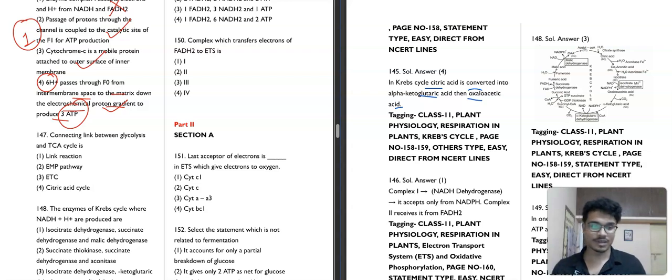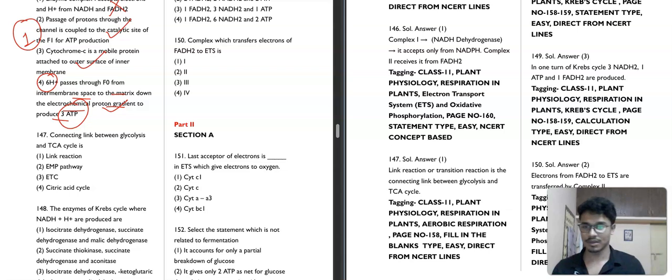Then question number 147. It's the easiest question of this paper, I think. The connecting link between glycolysis and TCA cycle is the link reaction. So the first option is our correct answer.